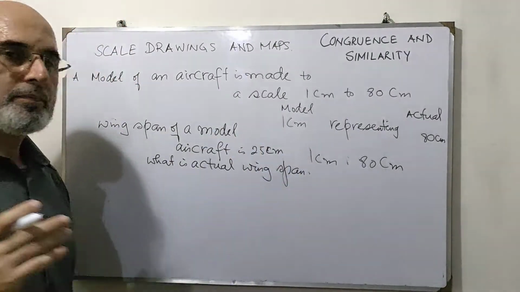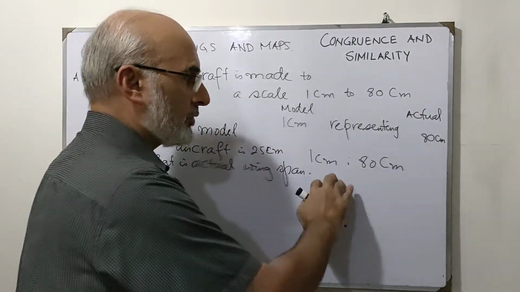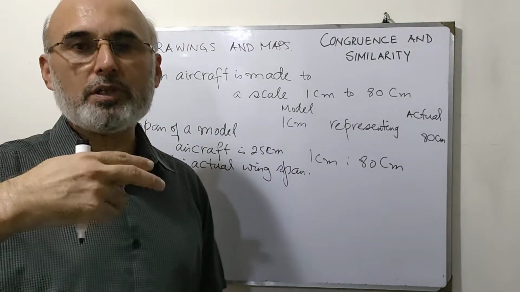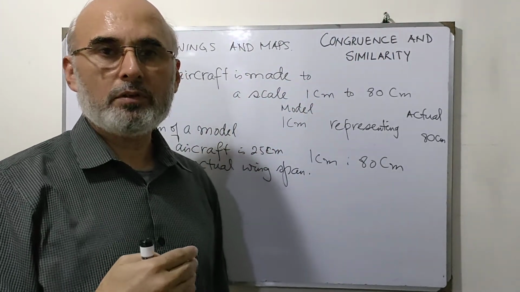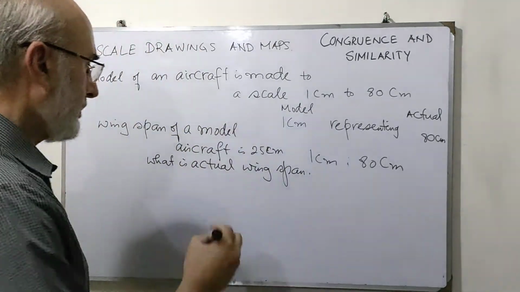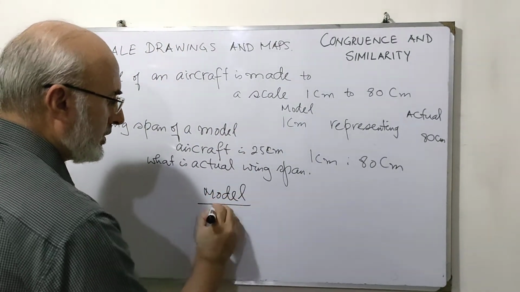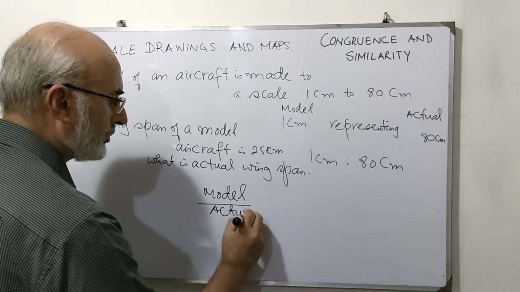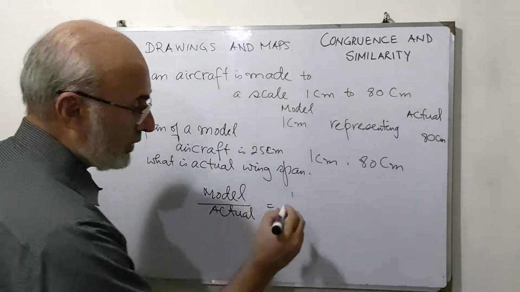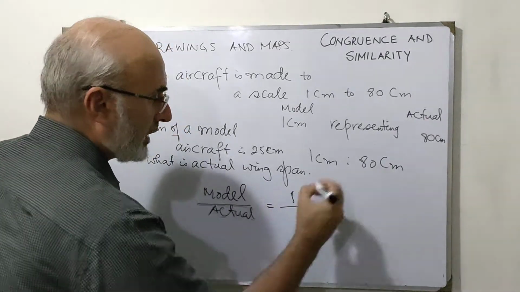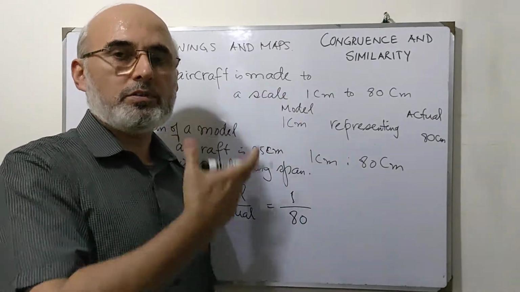Now it is very simple. We have done ratios, and this is also a ratio. We are going to compare two ratios, model to actual, model to actual. So model over actual is equal to 1 over 80. We have used this ratio.